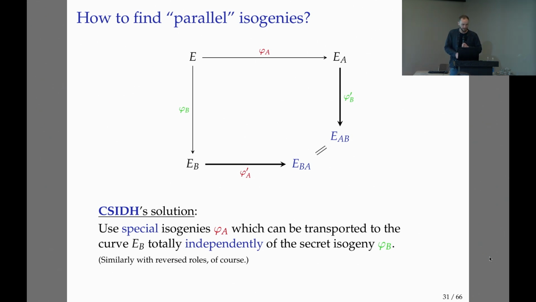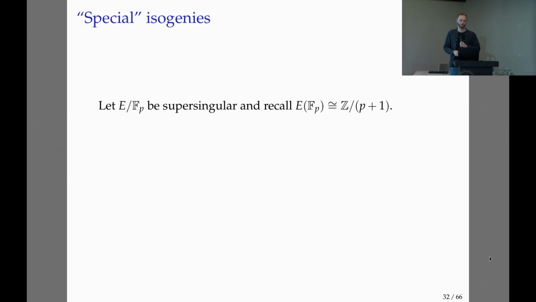And the way CSIDH does this is to essentially define a particular type of isogeny that's special in such a sense that you can transport it to other curves without actually knowing what the connection between these other curves is. And it's kind of the same isogeny in a well-defined sense, and that's what makes the square work in the end.